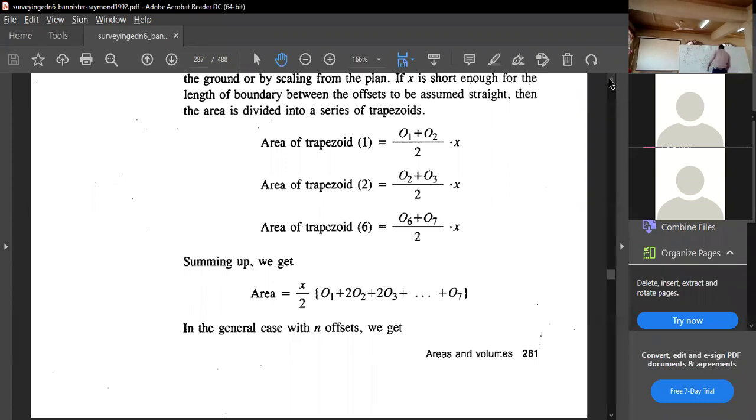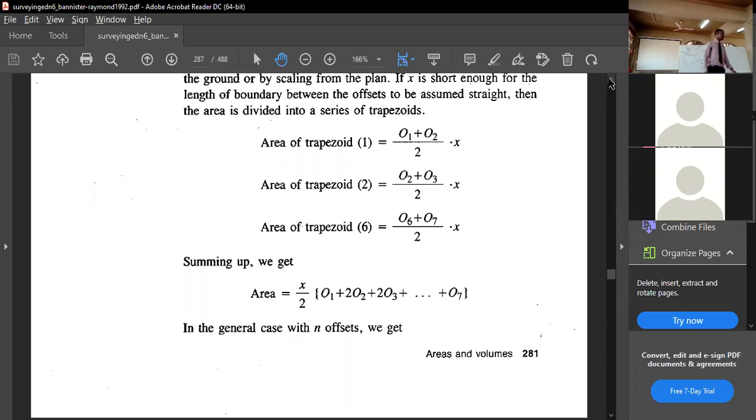So what's the interpretation of this? That's what the student needs to know. If you get an example like this, you take the diagram, relate directly to it, and you know exactly how to apply it. So what you see in there is 2 times the second offset plus 2 times the third offset, up to the last offset.